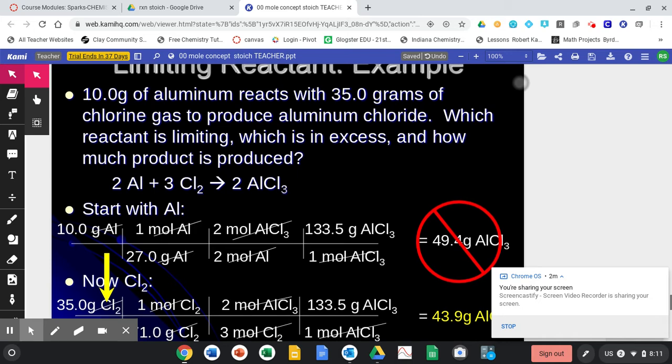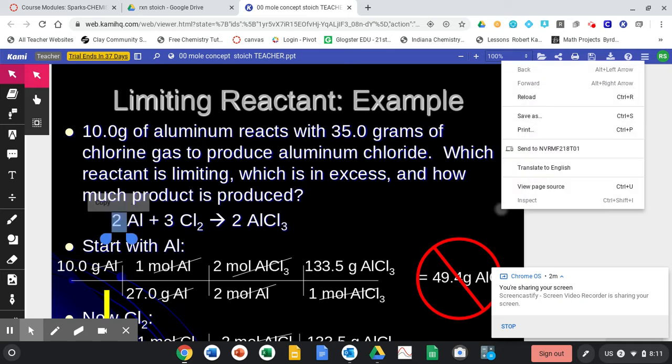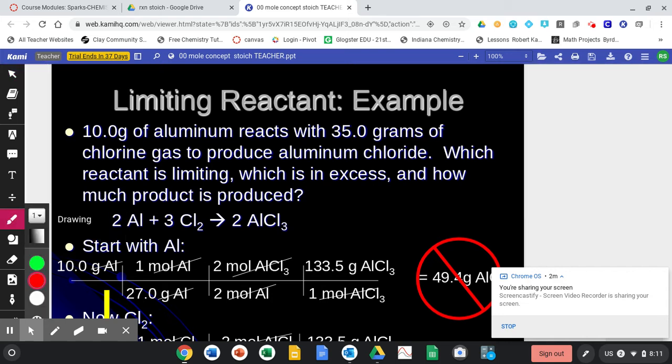So here's an example. 10 grams of aluminum reacts with 35 grams of chlorine to produce aluminum chloride. Now, this only has one product, so there's no really choosing here. You have 35 grams of chlorine, you have 10 grams of aluminum, and you want to know how many grams of product can get made. One of these is going to limit that. And so you see you have gram unit, gram unit, gram unit, so you're going to need the molar mass of all three of these.